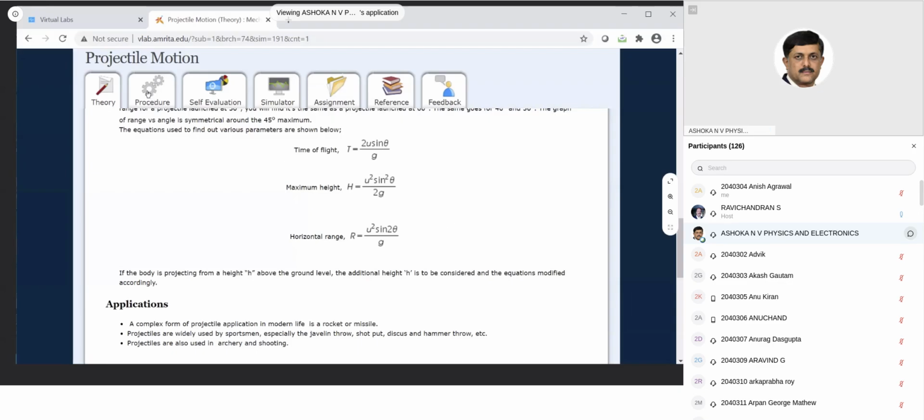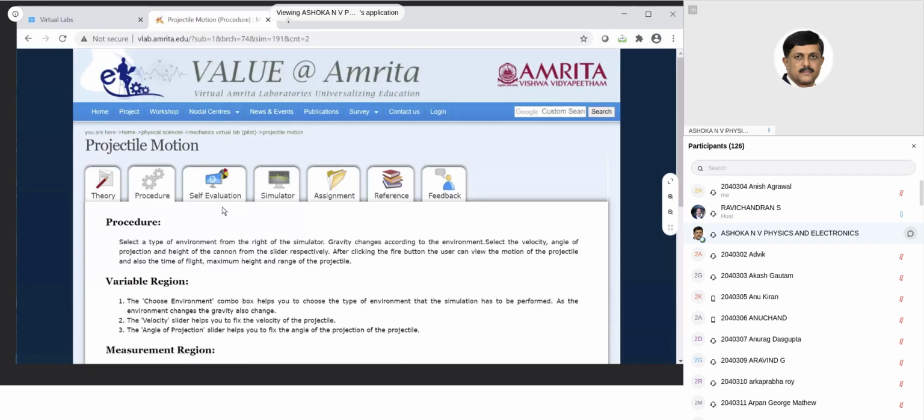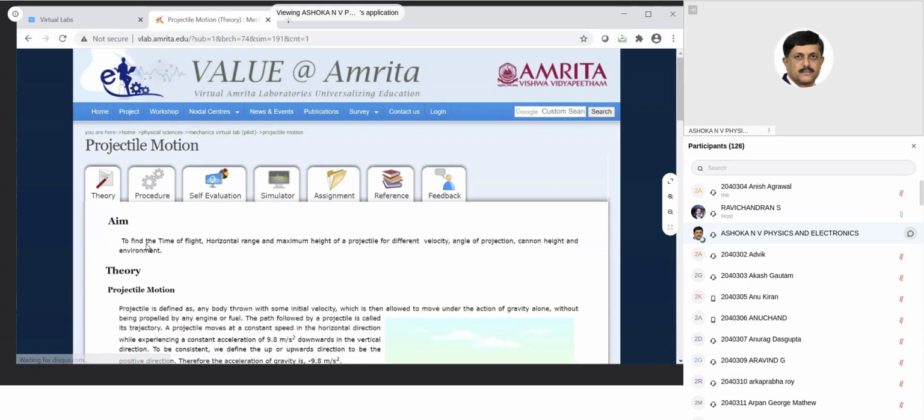Then come to your procedure part. You take this procedure itself. The aim is in the previous slide itself. Here you can see the aim: to find the time of flight, horizontal range, and maximum height of a projectile for different velocity and angle of projection. And again, if you want, the cannon height and environment. Environment is on the Earth's surface. Another one is the Moon. If you want, you can choose that also.